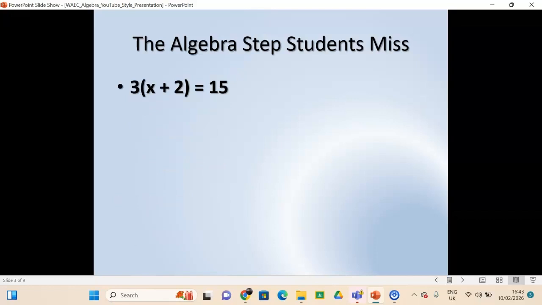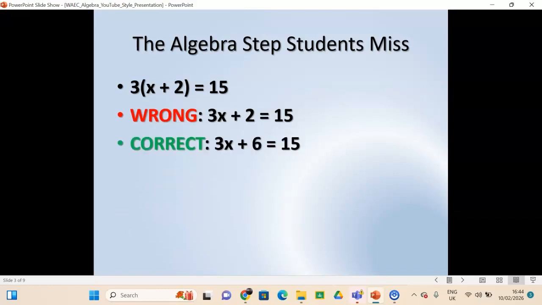Now look at this very simple algebraic equation. 3 bracket x plus 2 equal to 15. What would you do if you had to handle this? Some of you will do this. 3x plus 2 is equal to 15. Something has actually gone wrong with this. Take a look at it, you can see it.